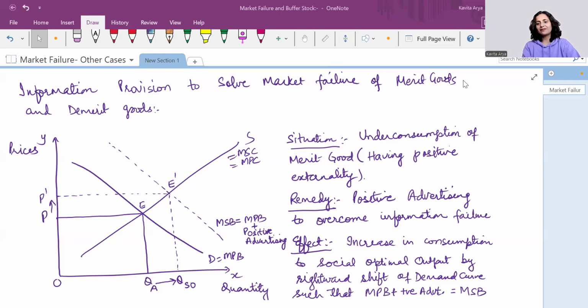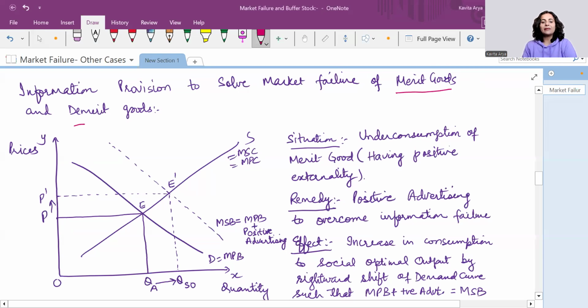So today we're going to talk about merit and demerit goods, how information failure or information asymmetry results in market failure, and how the provision of information is a solution to the market failure situation. So let's proceed further, and before anything, let's discuss the meaning of merit goods and demerit goods.